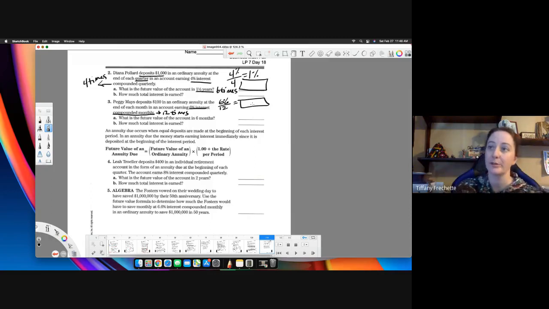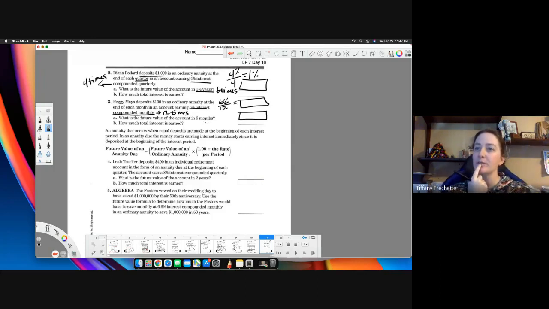And then you're just going to multiply that number again by the $100. And do the same exact idea for part B that we've done in the last ones. You subtract the amount you get here. That's what's in her account, or the future value of her account in 6 months. You subtract that from 100 times 6. Remember, she put $100 in every month for 6 months. So we don't want to just subtract from 100. We want to subtract every deposit she put in.